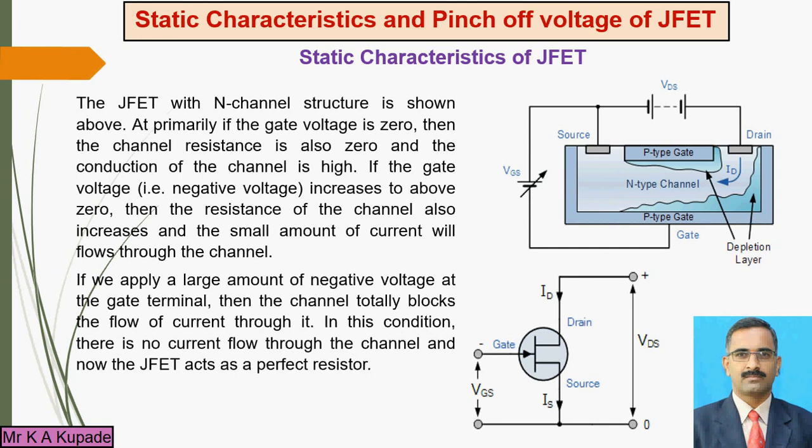is increasing due to the reverse bias condition of the PN junction. The depletion region is getting increased from both sides. As it increases, the current from drain to source decreases, because the resistance of that particular region is getting increased, and due to that the current flowing is decreased.